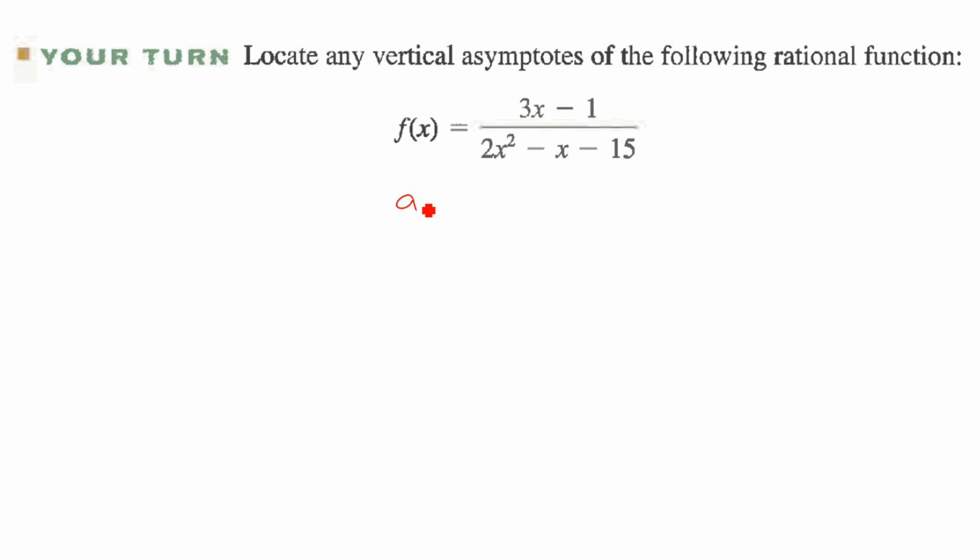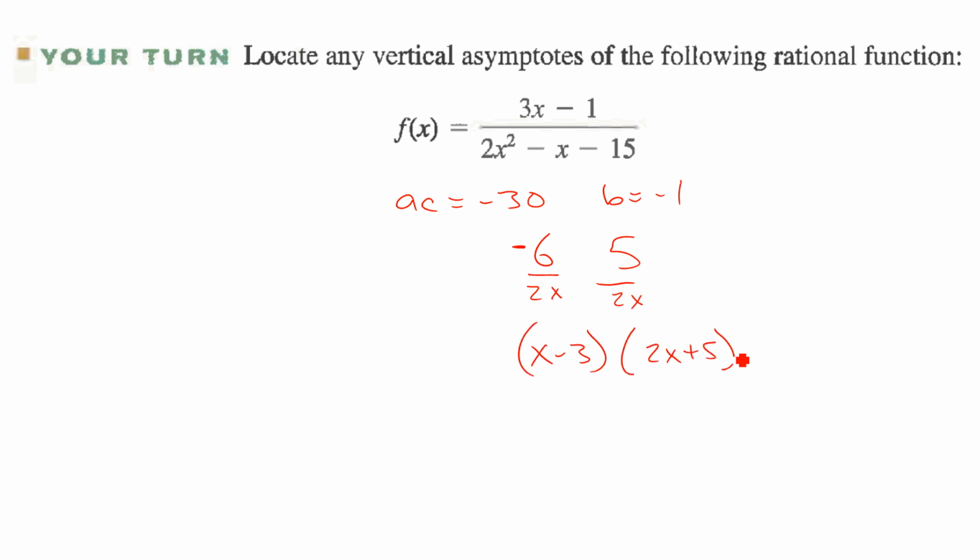All right. In this case, our denominator has an AC of -30 and a B of -1. So that's going to be 6 and 5, where your 6 is the negative. Put these over 2x. And then we have x minus 3, 2x plus 5 equals 0. So x minus 3 equals 0 and 2x plus 5 equals 0. X equals 3. X equals -5/2.